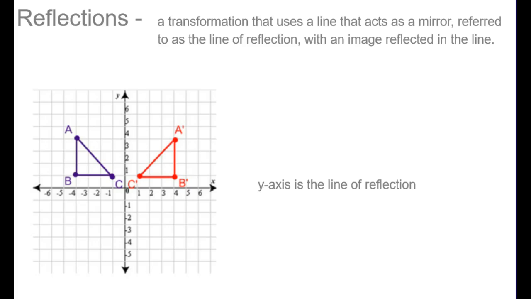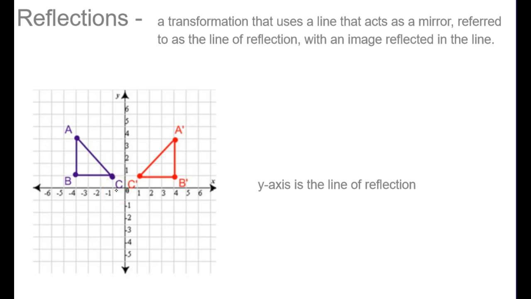In this case, the y-axis is going to act as the line of reflection. So if we're starting on this left side, we're reflecting across this line of reflection, the y-axis, to get A prime, B prime, C prime. It's creating a mirrored image on the other side of that line of reflection.